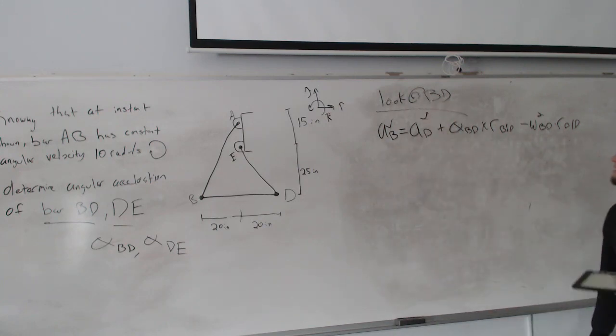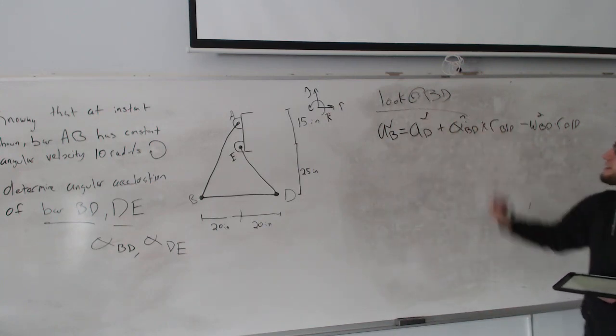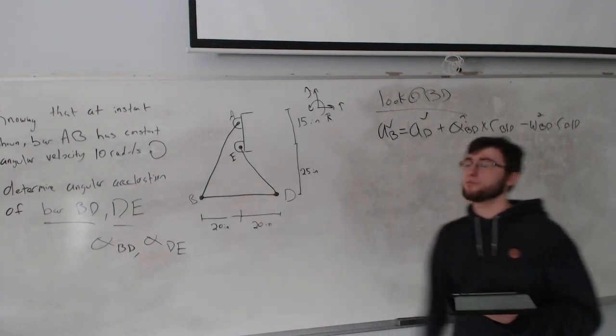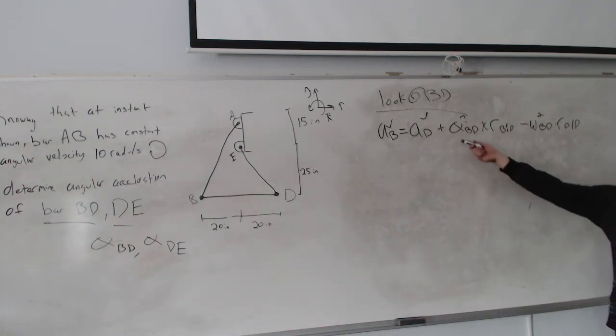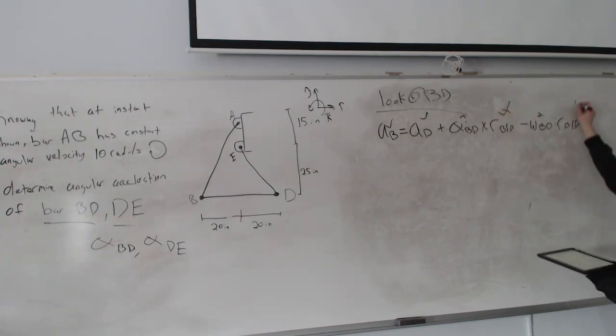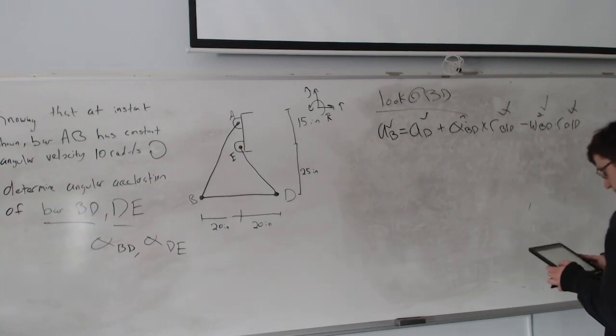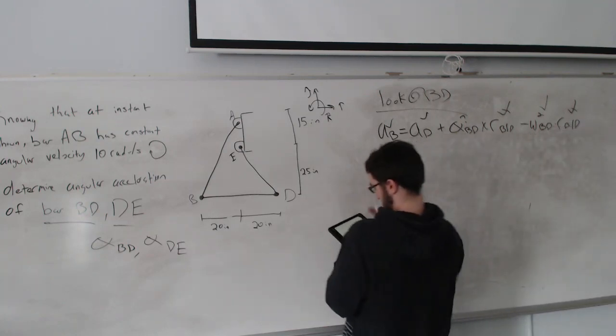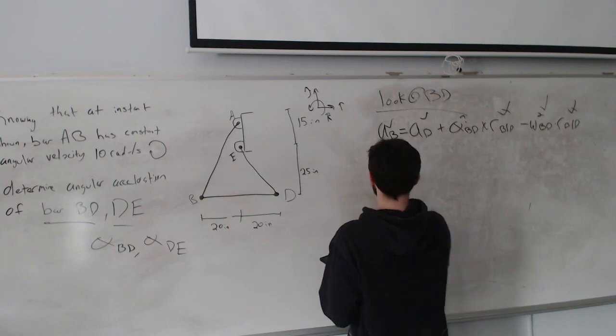Now I have that. Angular acceleration of BD, that was the whole point of what I've been doing for the past 50 minutes. And it just happened along the way. I happened to solve for DE, but I started with the motivation of trying to solve for this. I can get that, and I definitely have the angular velocity of BD. Now I can solve. So, writing everything out.